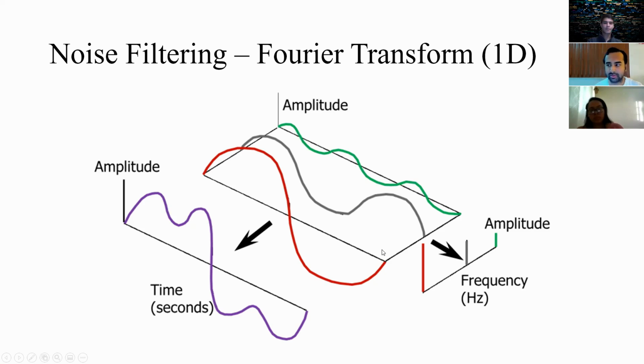But if you were to sort of shift your view, this red curve is oscillating at a very specific frequency, same with the gray, same with the green. So in one way, this is the time version of the signal. This is the frequency version. They are both exactly the same. They're just looking at your data in a different angle and different view.